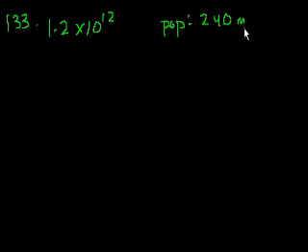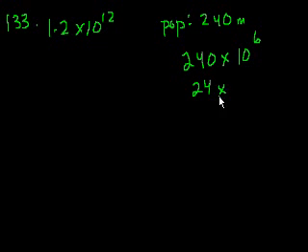A million is 10 to the 6th power, right? So this is 240 times 10 to the 6th, and that's the same thing as 24 times 10 to the 7th. I just took 10 from here and multiplied 10 there. And that is equal to 2.4 times 10 to the 8th power. Divide this by 10 and multiply this by 10, you get the same number. So 2.4 times 10 to the 8th.